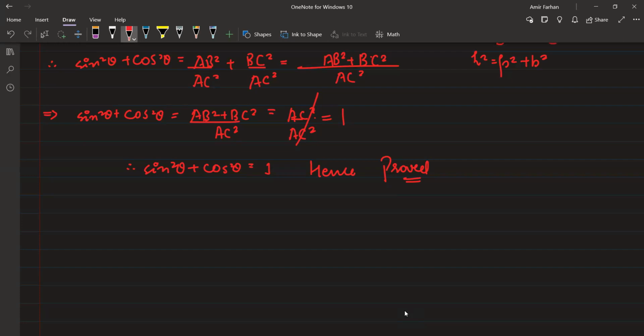Okay, so let's do one question here, to see how to implement these formulas. Express the ratios of cos A, tan A, and sec A in terms of sin A.